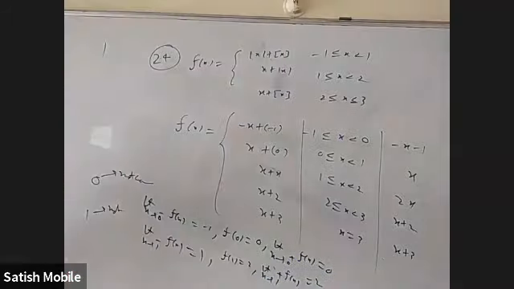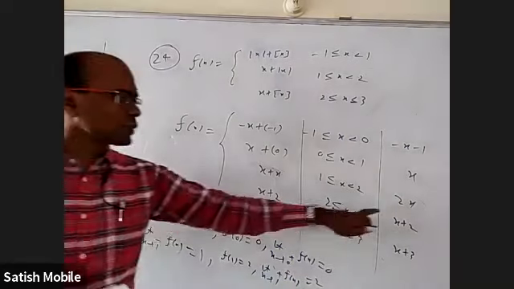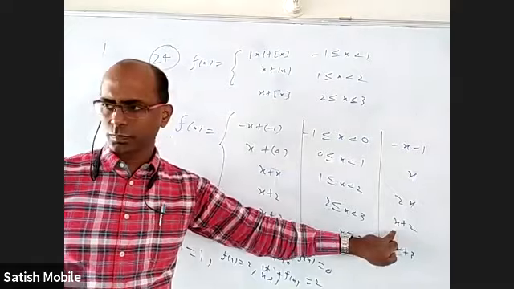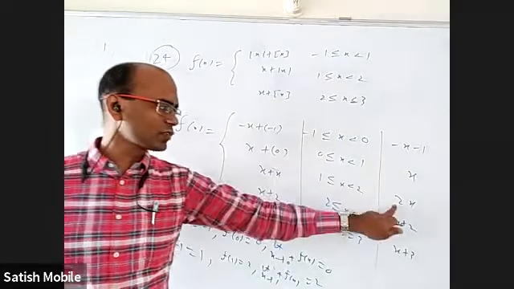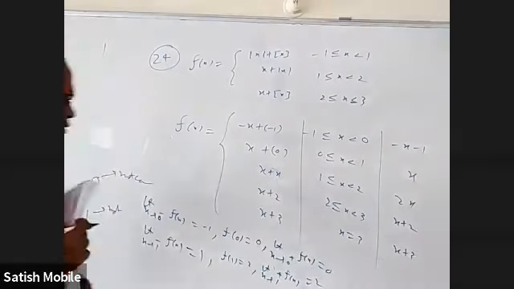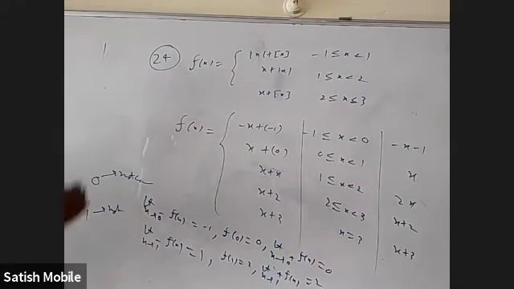Okay. Next, I have to check at 2. At 2 you can see this is 4 and this is also 4. Just before 2 it is 4, just after 2 it is 4, so it is continuous at 2. So at 2 it is continuous.